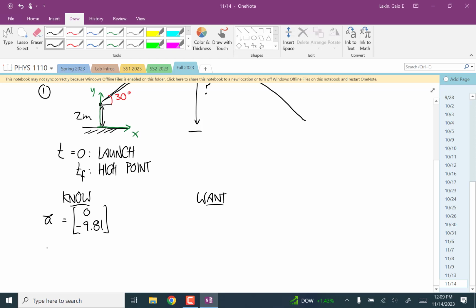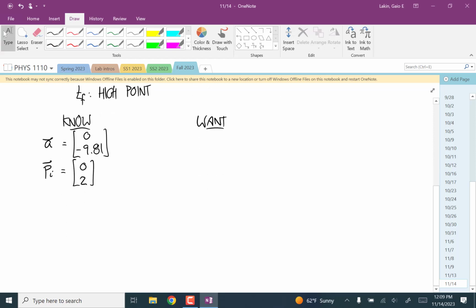We know that the position at time equals 0 is 0, 2. We're trying to find the y component of the final position. The initial velocity is the speed, 15, times cosine and sine of 30 degrees. So that comes out to be 12.99, 7.5.